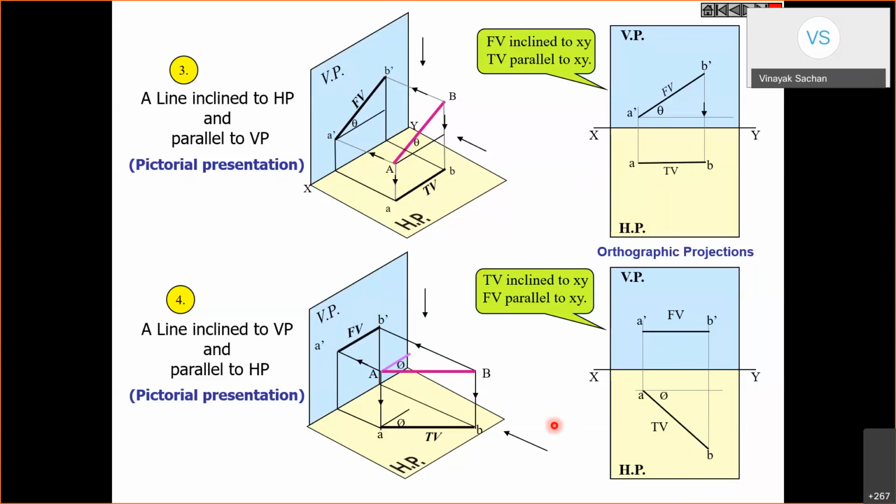Excuse me, sir. I don't understand why the true length and the projection length would differ.